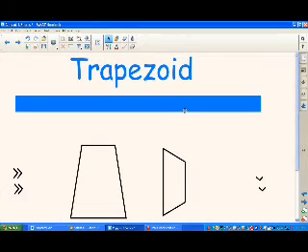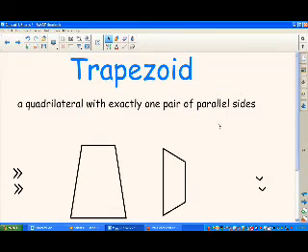All right, the first figure that we'll talk about is a trapezoid. A trapezoid is a quadrilateral with exactly one pair of parallel sides. That's it. It can only have one pair. If it has more than one pair, then it's no longer a trapezoid, and we'll talk about what that figure is shortly. Okay, so there's an example of our trapezoid.